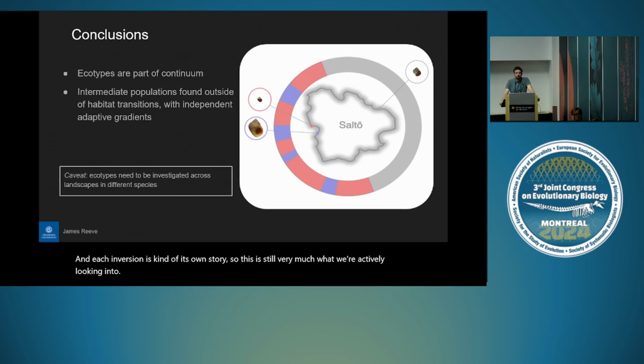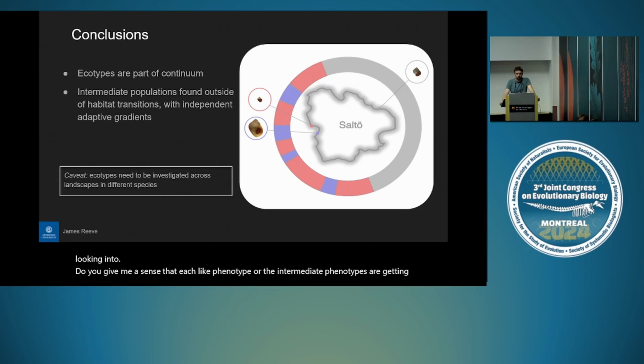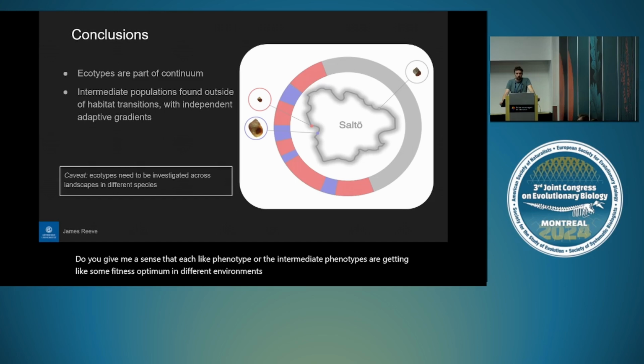That is very cool. Do you get the sense that each phenotype or the intermediate phenotypes are getting some fitness optimum in different environments, or could they come up by chance and happen to survive, but they're not meaningfully contributing to subsequent generations?